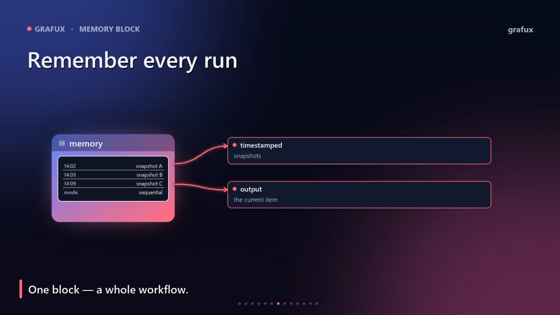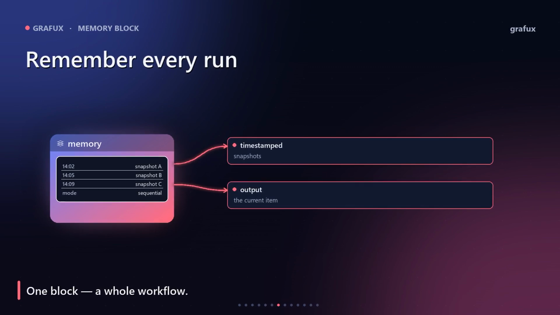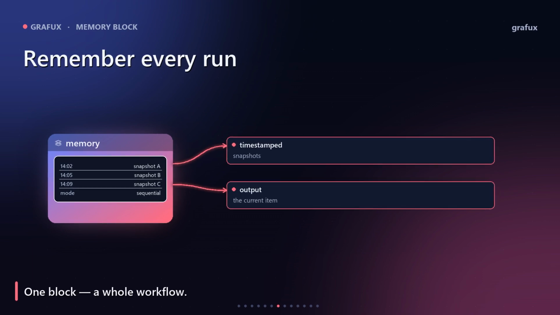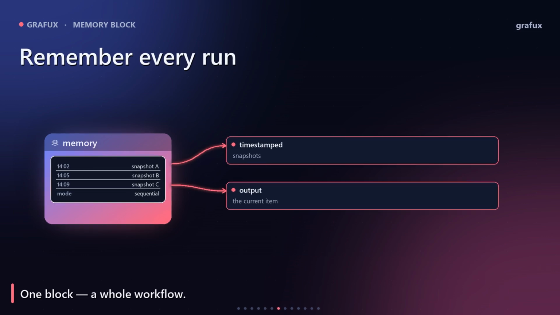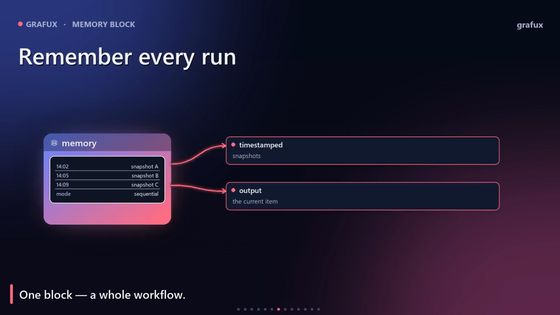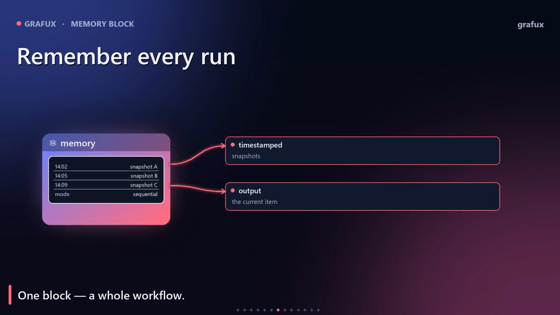Alright, let's make this real. In snapshot mode, each run tucks the input away with a timestamp, a full history. In sequential mode, it walks through your inputs one at a time, wrapping around at the end. That right there is the memory block, one single node, doing the work of an entire workflow. And you built it just by describing what you wanted.